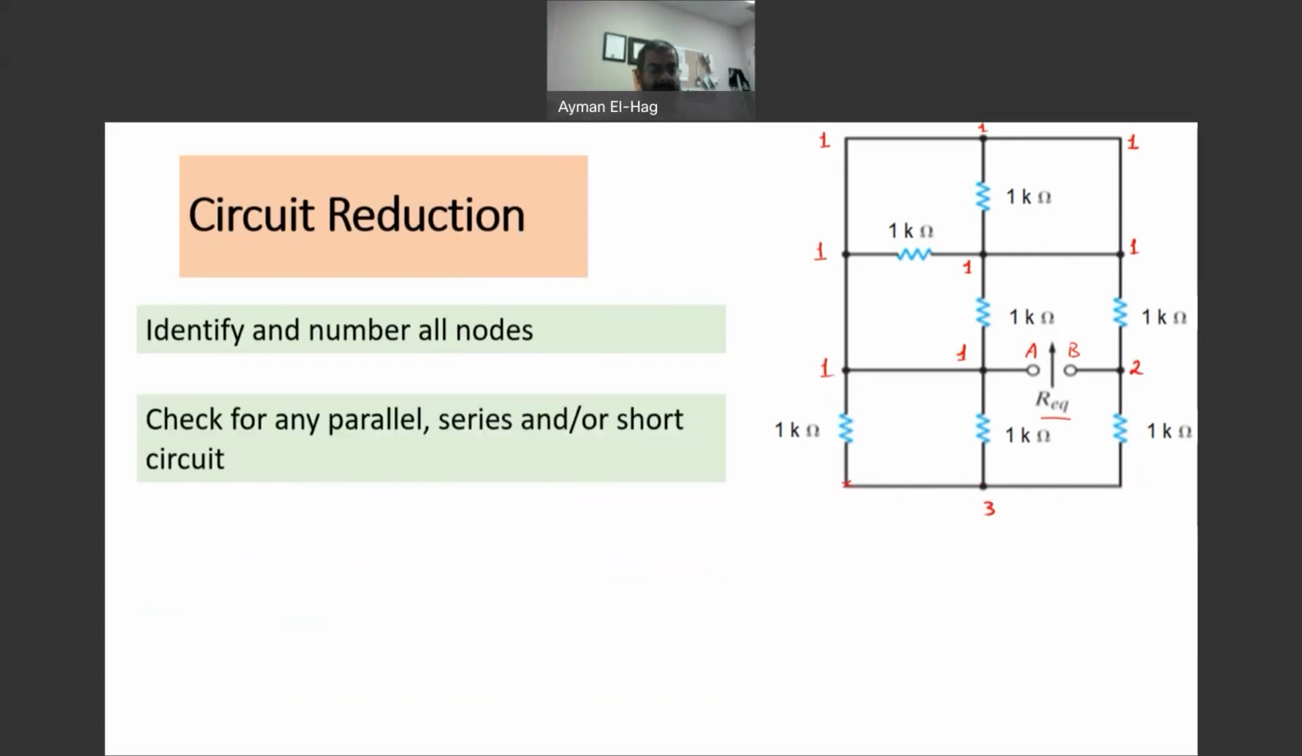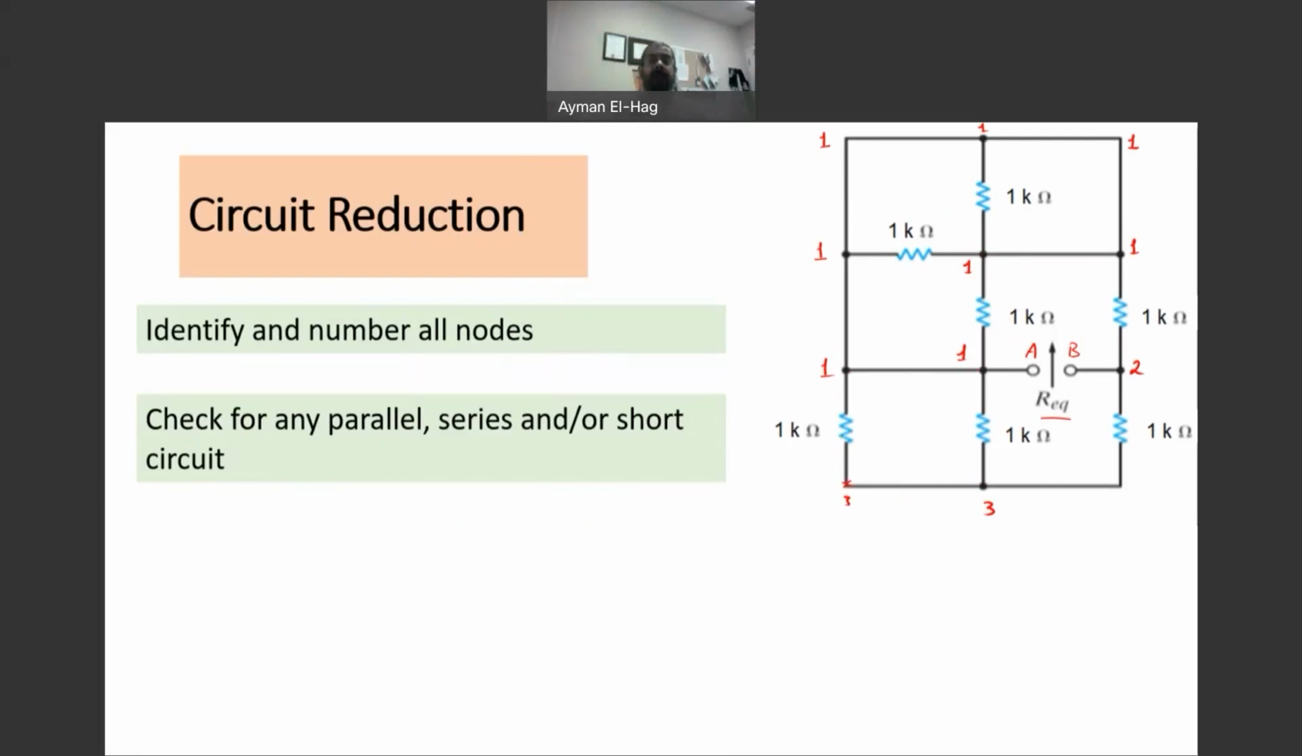So this will take us to the second step. Check for any parallel, series, and/or short circuit. So let's look here. Obviously, this 1 kilo and this 1 kilo, they are in parallel. Why? Because they share two nodes. They share this node and they share this node. Now, let's see here, and this is very interesting. This 1 kilo, this 1 kilo, and this 1 kilo. What you noticed here, the two terminals of the resistor are the same node.